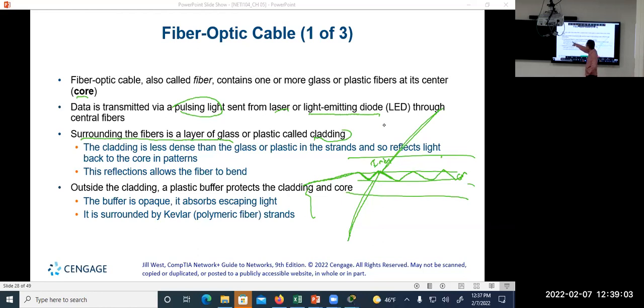The cladding is less dense than the glass or plastic in the core. That's why it reflects the light. You can think about the surface of the water. You have the water, and you point the light down, and you have a reflection on the surface. The reflection here is the same as this one.